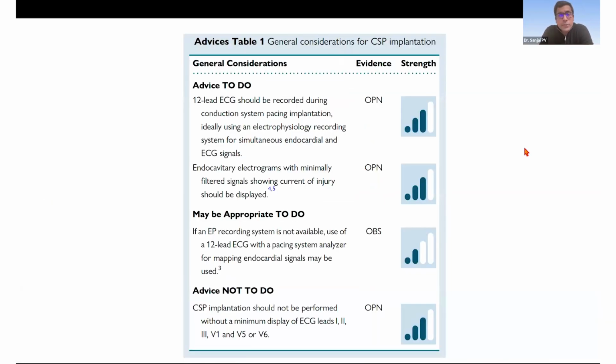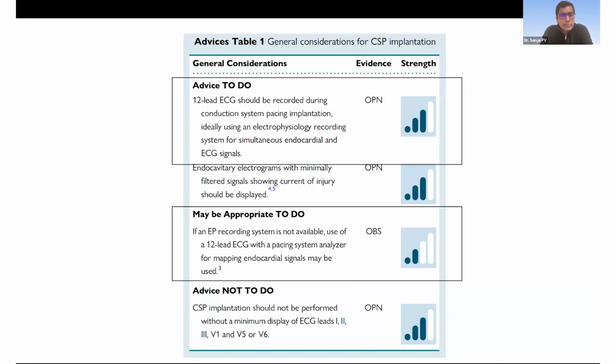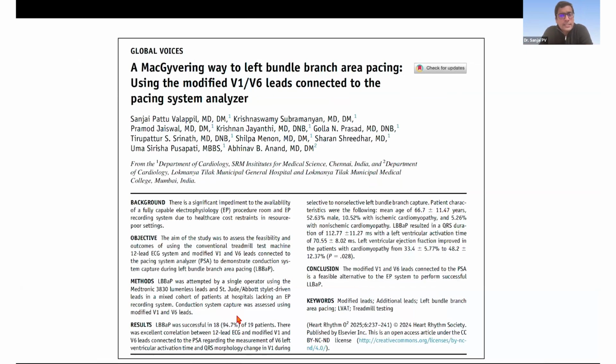So this could actually help during conduction system pacing, and this was the recent EHRA consensus document on conduction system pacing, meaning that during conduction system pacing, ideally you need a 12-lead ECG and an EP recording system. It could be appropriate that if an EP recording system is not available, at least to use a 12-lead ECG with the PSA. You should definitely not fall short of that. You cannot do a conduction system pacing with less than a 12-lead ECG. So this was our paper. This was what this talk is going to be based on.